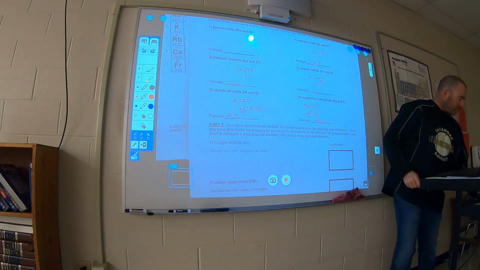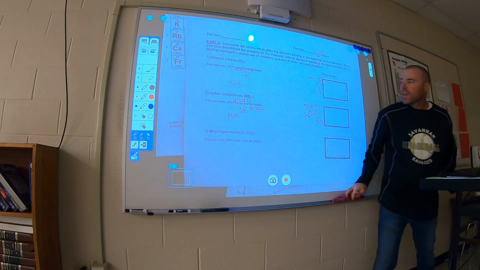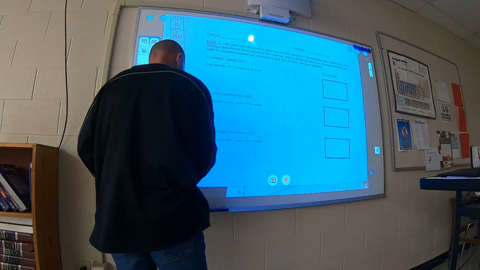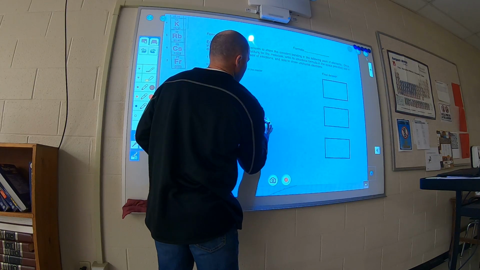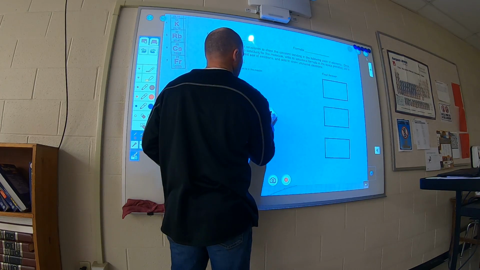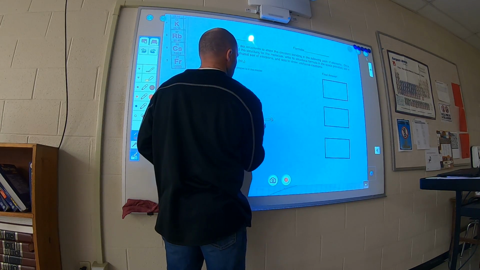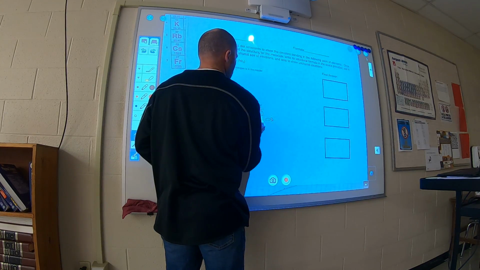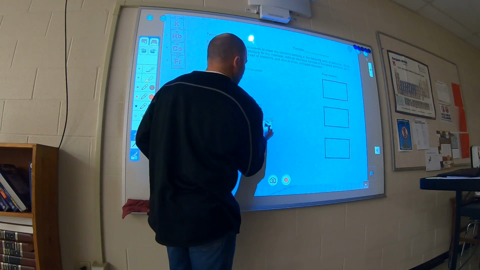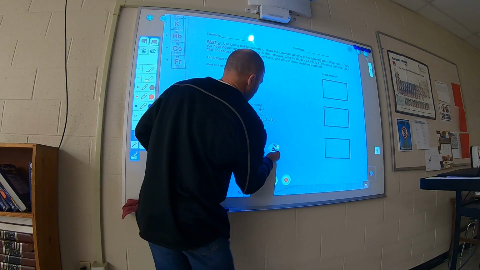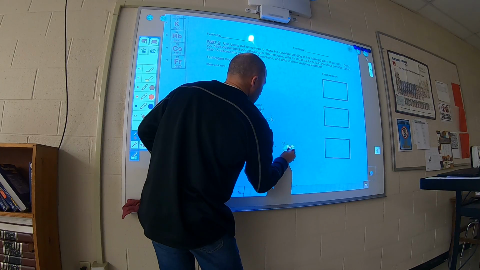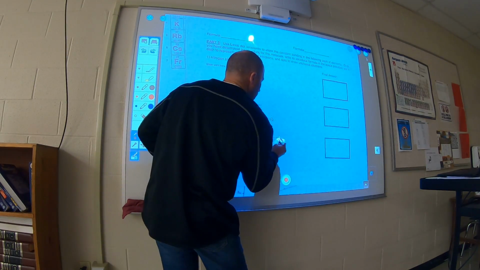Down at the bottom part, we did number one. So number two, carbon tetrabromide. Carbon has four dots. Bromine has seven. So that's going to be shared. We've got to share another one. That's what it looks like. And then dihydrogen monoxide. H, we'll have two H's here. One O. Just like that.